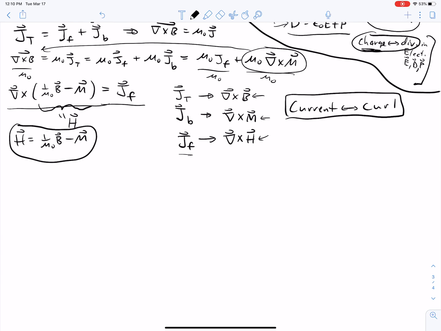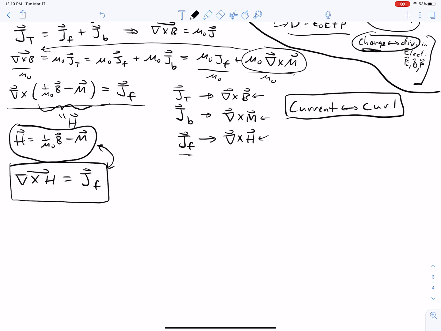Okay, and so then we see we have this new equation, which is that del cross H equals J free. It's from up there, and so this is our new equation using the new field that we've just defined. Let's apply it to a couple of situations, because now we have this weird new field. But before we do that, let's say a few intuitive words about the H field.